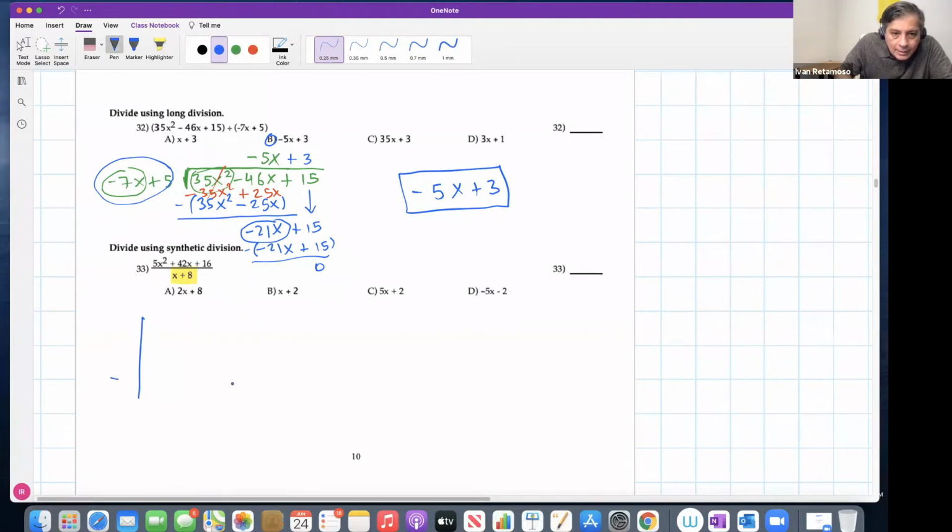So you draw your vertical line, then your horizontal line, and you work with the coefficients, right? 5, 42, 16 here. And in this corner, you write the opposite of this, right? Opposite. Plus 8 has as its opposite negative 8. Then bring this down as it is, 5. 5 times negative 8, negative 40. Adding these two, 42 minus 40 is 2.